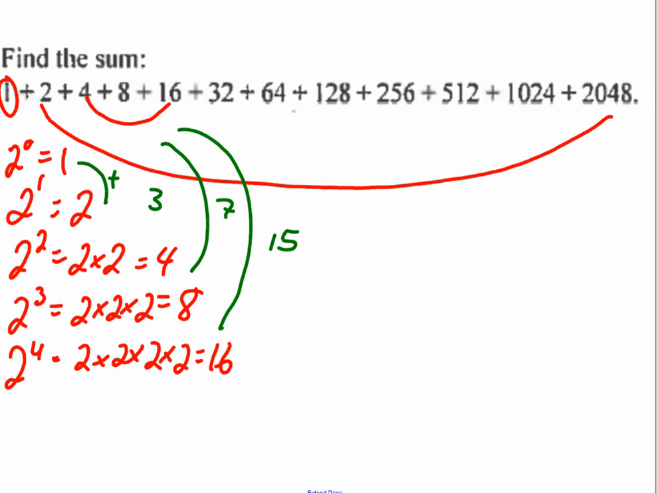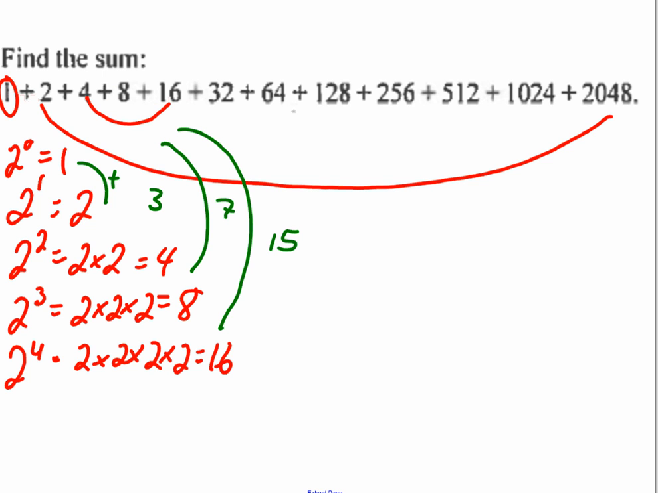So remember, a problem-solving strategy in math is to look for a pattern. There's always an easier way than just adding up all the numbers. So what I notice is when I add 2 powers or 3 powers or 4 powers, etc., the sum is always going to be 1 less than the next power.